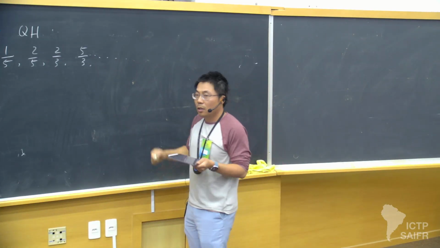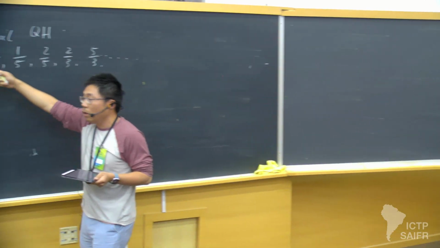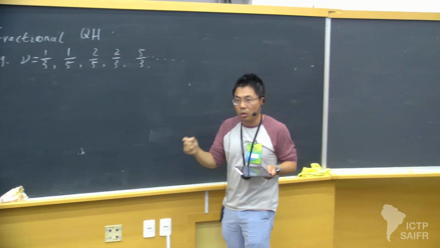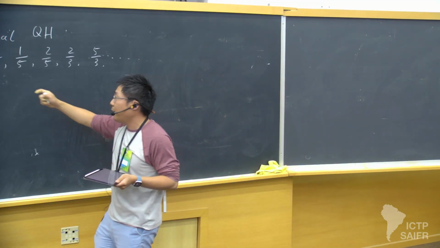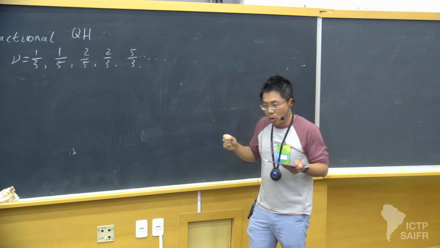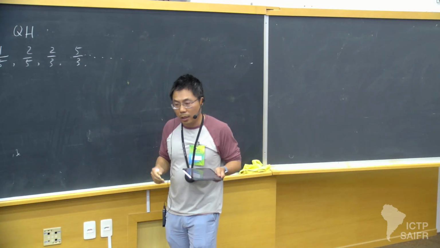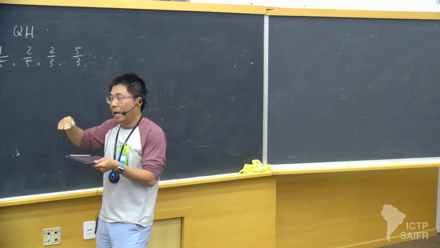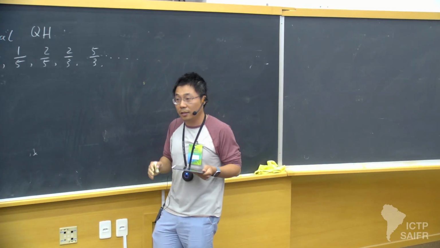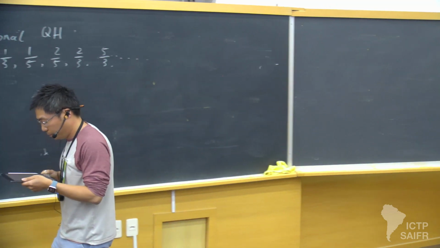And most of those fractions actually have an odd denominator, and only a few have even denominators. The fact that most of those fractions have odd denominators is related to the fact that the underlying system is a fermionic system. It's a consequence of the fermionic statistics of the particles.